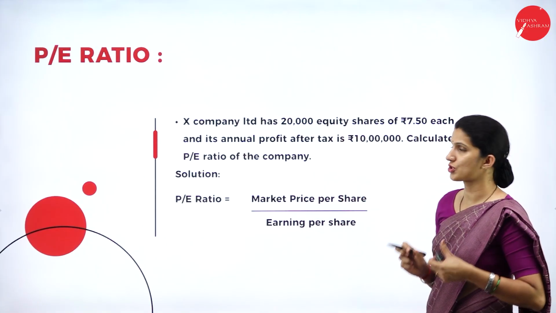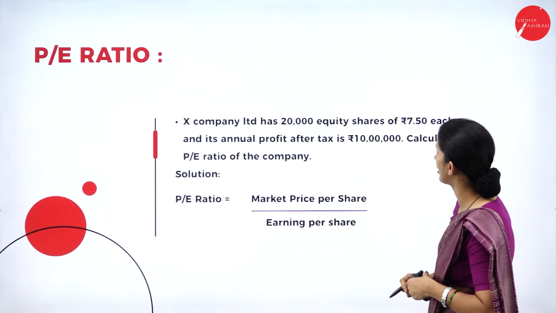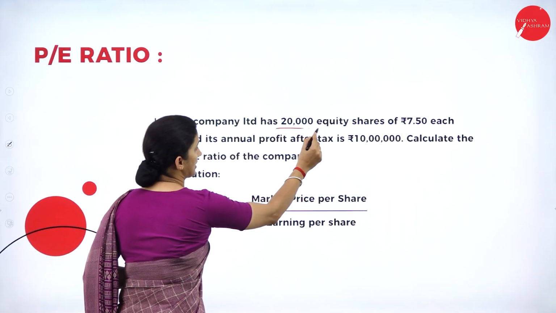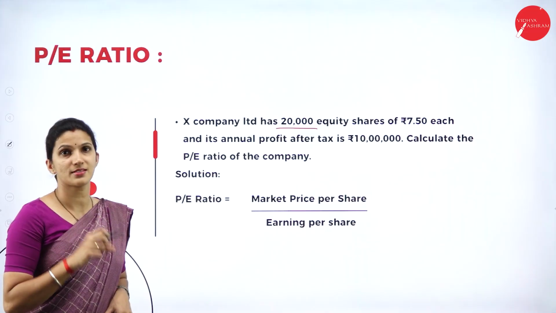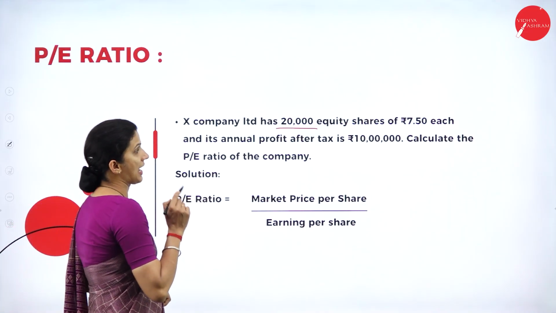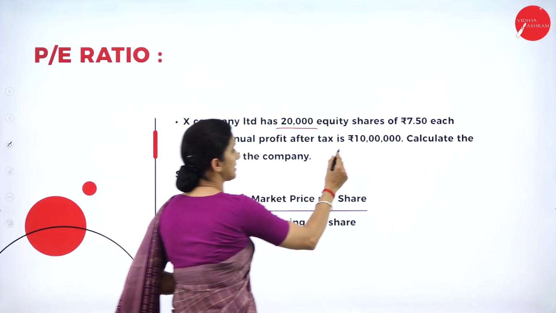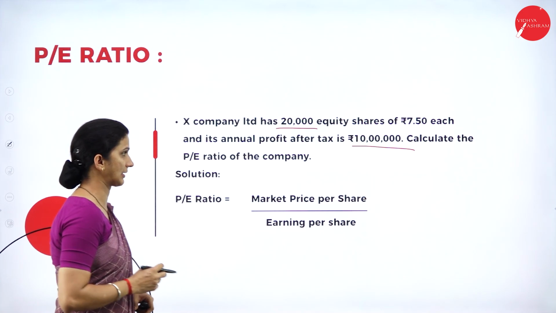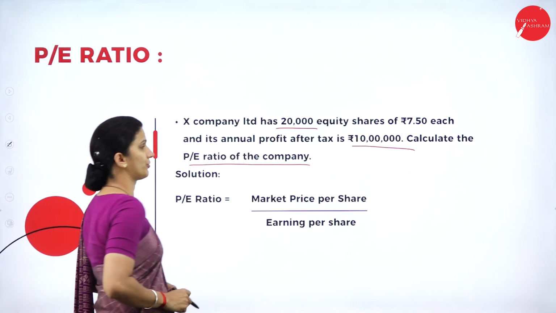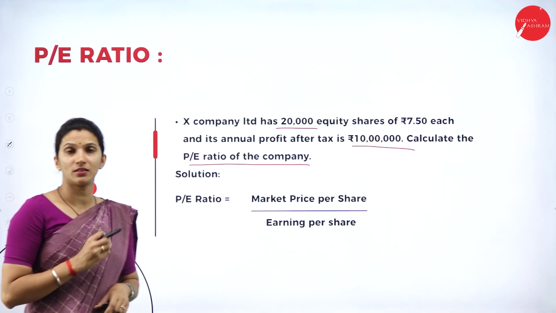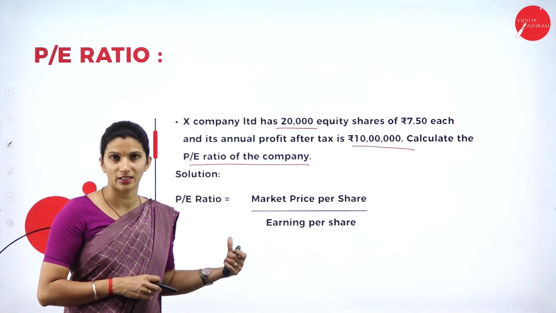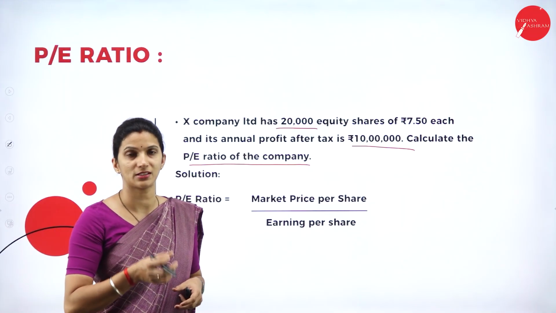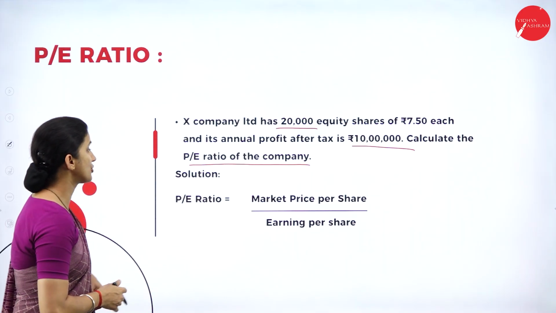Orex Company Limited has 20,000 equity shares of rupees 7.50 each. So the number of equity shares is 20,000 and the face value of that share is 7.50. Its annual profit after tax, that is the PAT, is 10 lakh. Calculate the PE ratio of the company. This type of question you can expect for 2 marks in the examination. So the solution part.